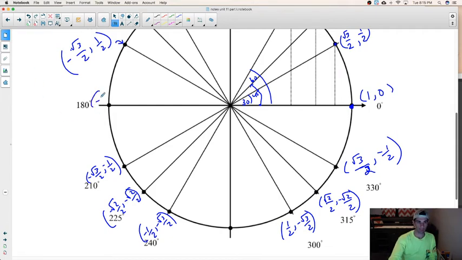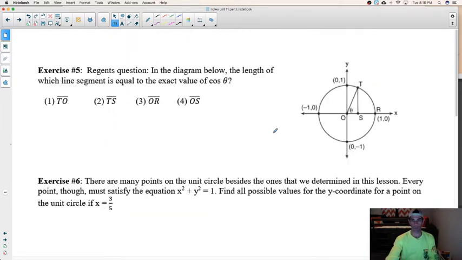Don't miss this guy over here, (negative 1, 0). Don't miss this guy over here, (0, negative 1). And that all comes from the special triangles that we talked about earlier, the 45-45-90 and 30-60-90. All right, so now let's look at some problems from this. Here's your circle. They drew a triangle here at some angle theta. In the diagram below, the length of which line segment has the exact value of cosine? So who is cosine? Is cosine your x or is cosine your y?